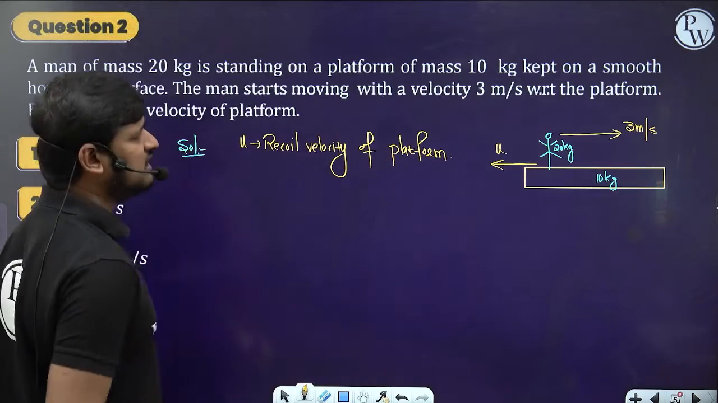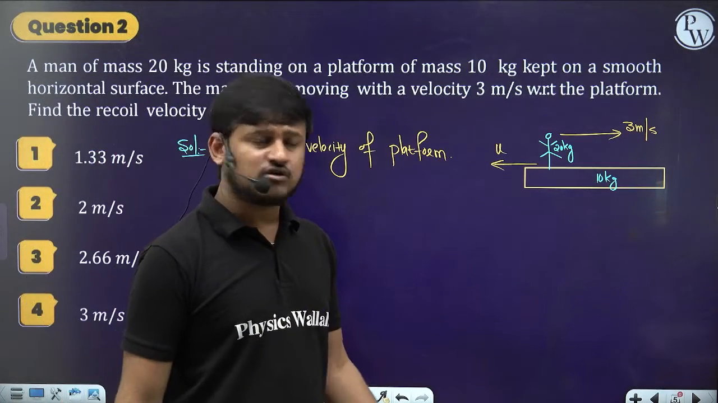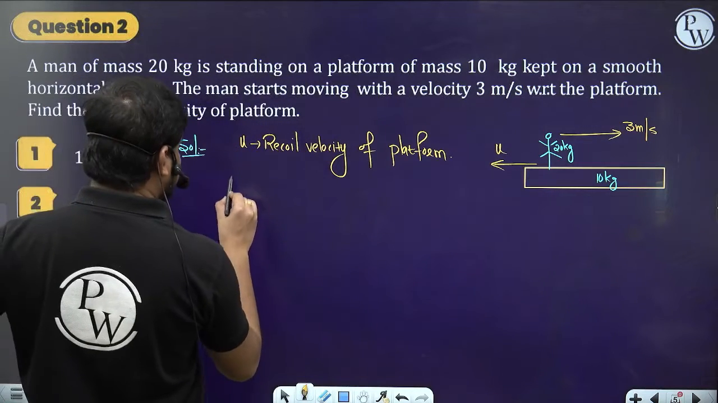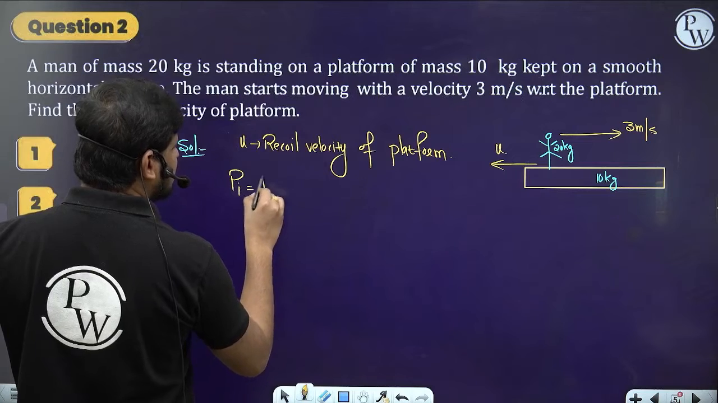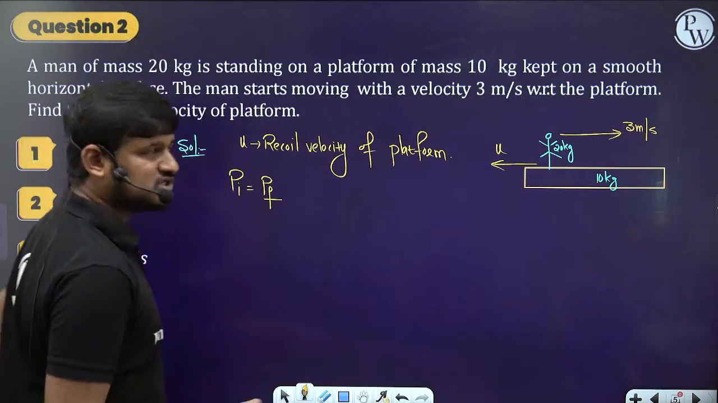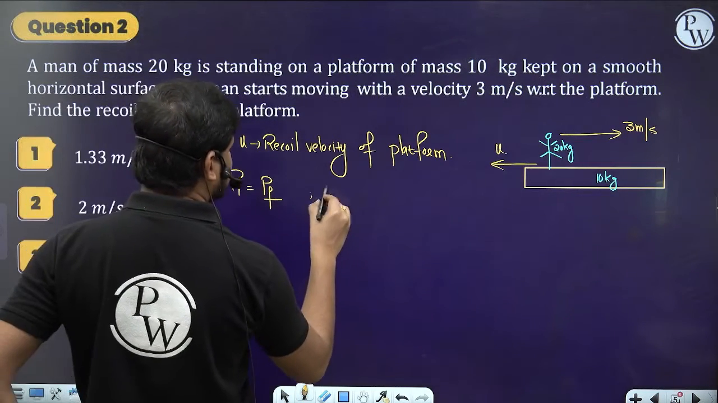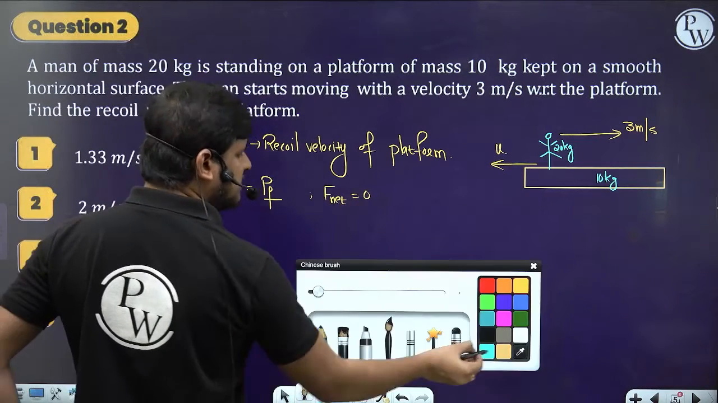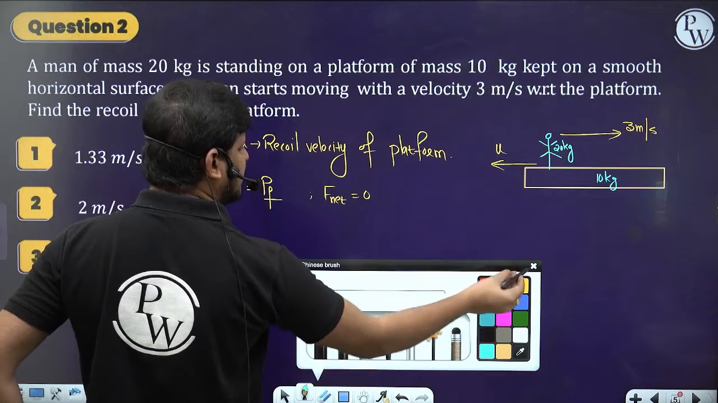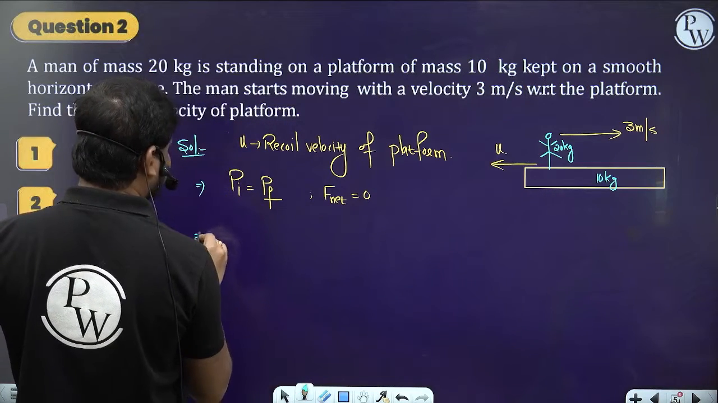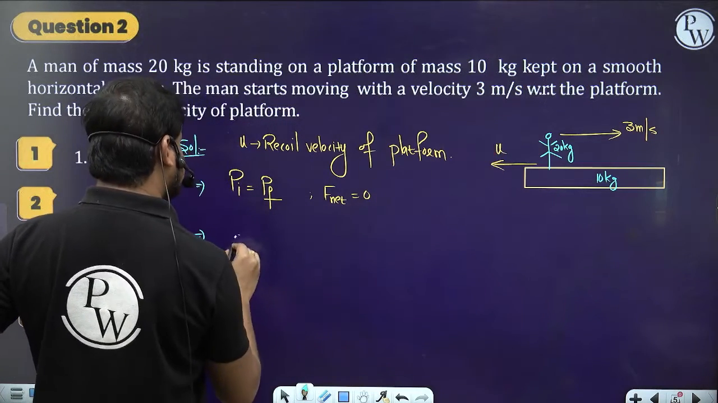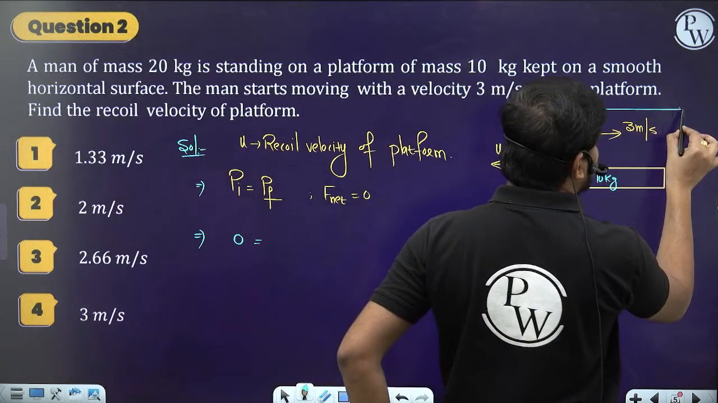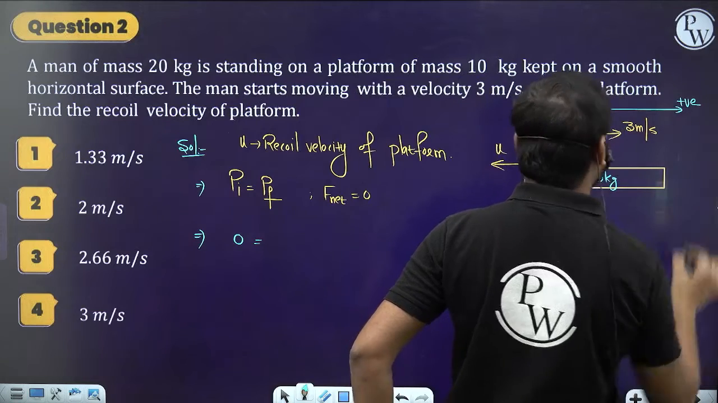There is no external force acting on the body. So the initial momentum of the system will be equal to the final momentum of the system, because there is no net force. The F net acting on the body is 0. Initially, the platform is at rest and the person is at rest, so the initial momentum is 0. I am considering the right side direction as positive.